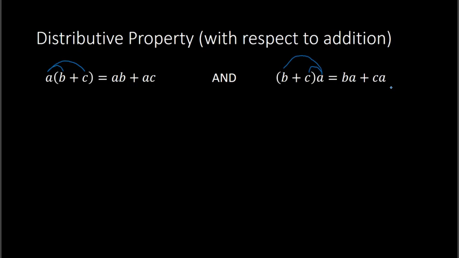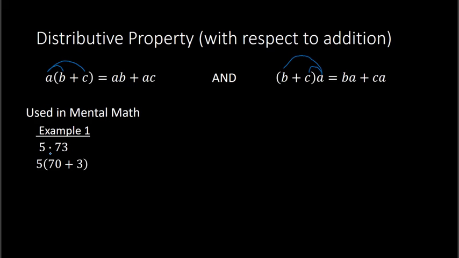This is also useful for mental math. For example, if you had to calculate 5 times 73 in your head, a way you can do this is with the distributive property. I take the big number, the 73, and break it up as 70 plus 3. So what I have is 5 times 70 plus 3. Now with the distributive property, I can do 5 times 70, and also 5 times 3. So I distribute the 5 to both terms.